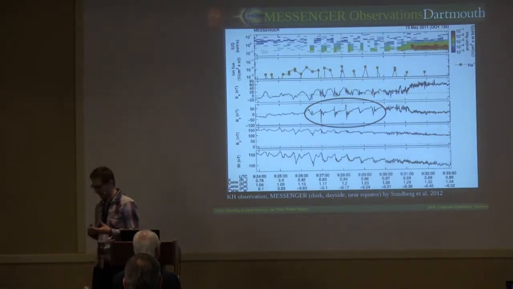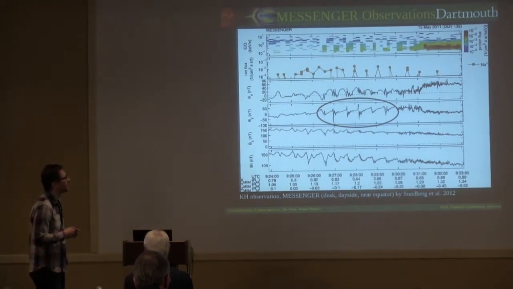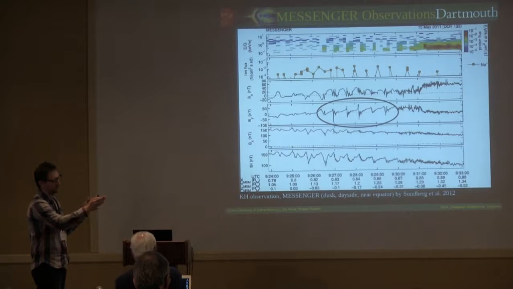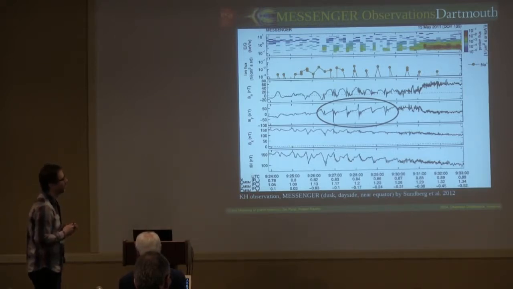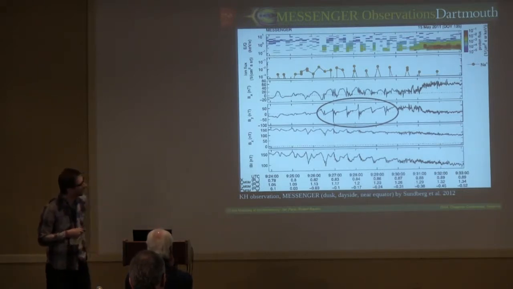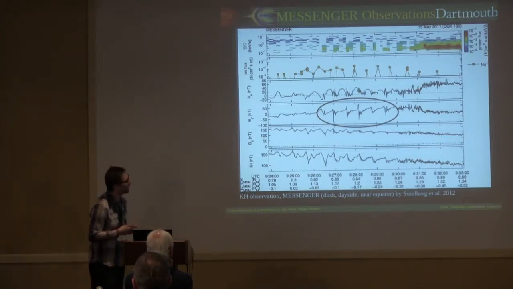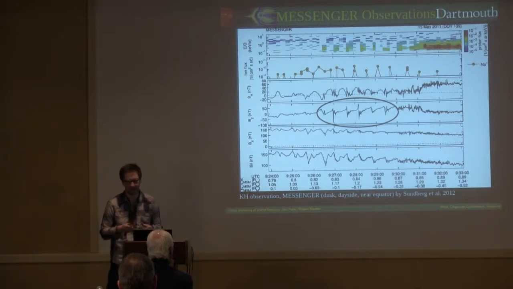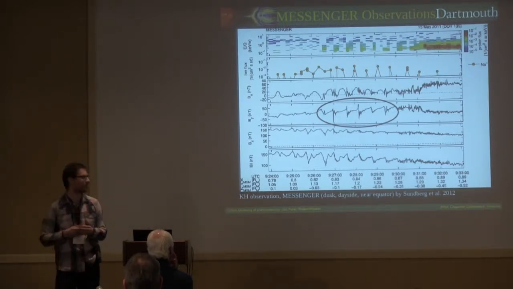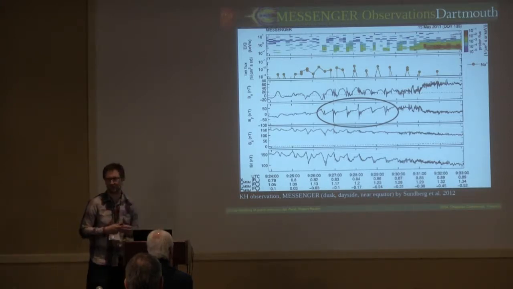So MESSENGER already provided us with some observations of Kelvin-Helmholtz instability, and this is an observation taken in the equatorial plane between noon and dusk, very close to the magnetopause. This is the observation of the magnetic field, and as you can see, this sawtooth-like pattern, which is a signature of Kelvin-Helmholtz instability, has a peak-to-peak amplitude around 100 nanotesla, and the time period is around 30 seconds. So it's much shorter than at Earth, which I guess is on the order of minutes.